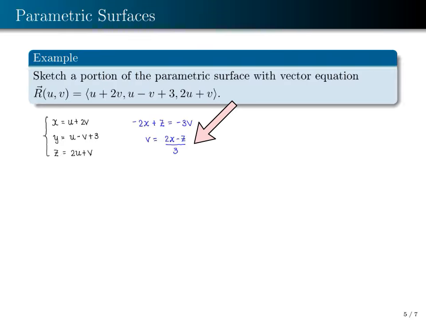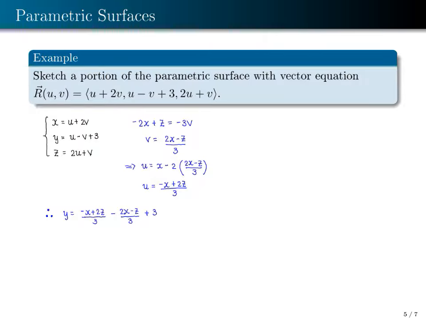Substituting this expression for v in the first equation, we get u is equal to x minus 2 multiplied by (2x minus z) all over 3. Simplifying, we obtain that u is equal to (negative x plus 2z) all over 3. We can now plug in these expressions for u and v in the second equation to get y equals (negative x plus 2z) all over 3 minus (2x minus z) all over 3 plus 3.